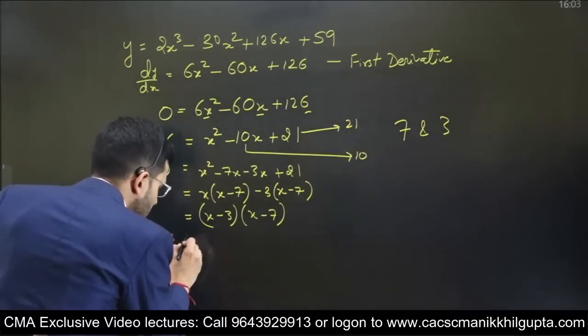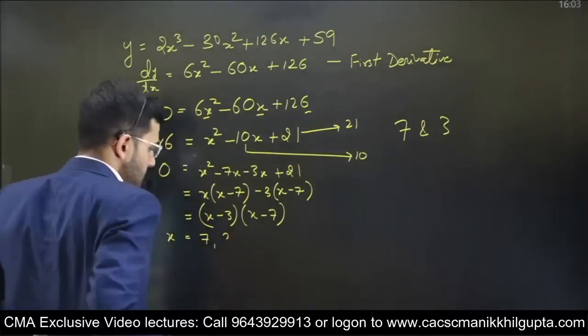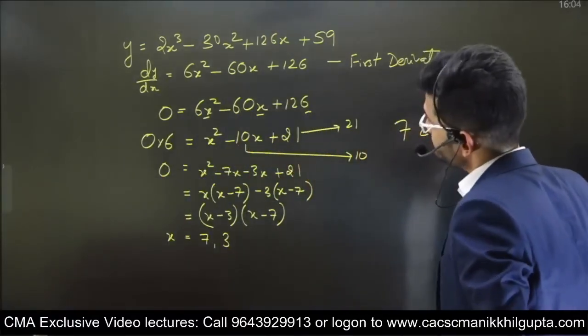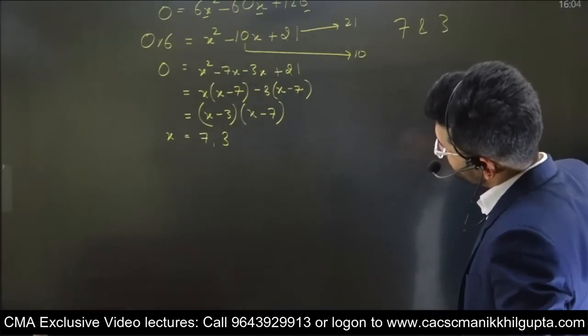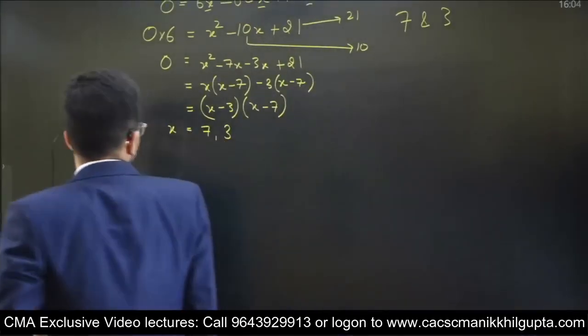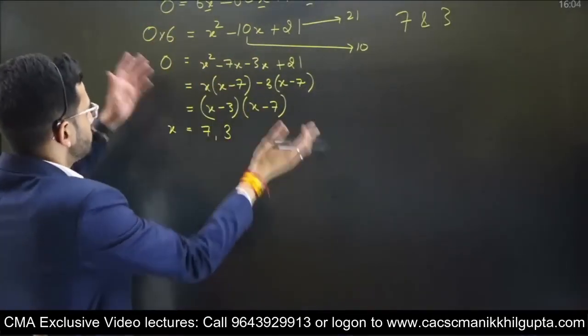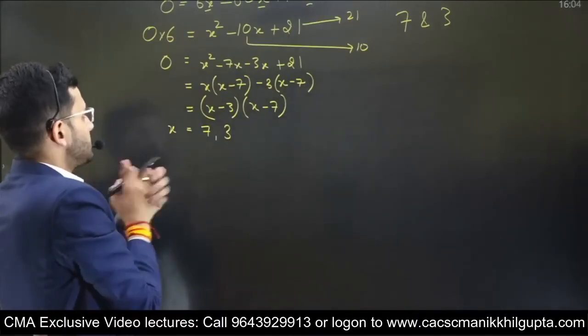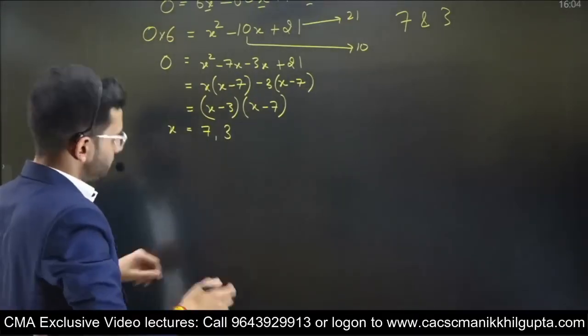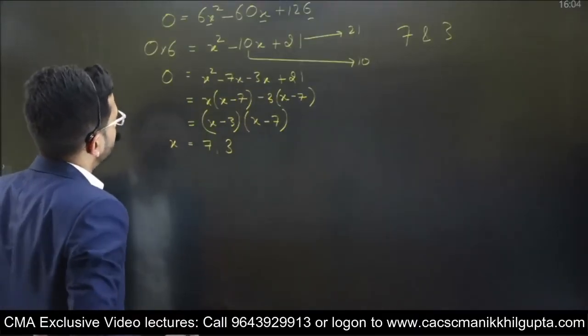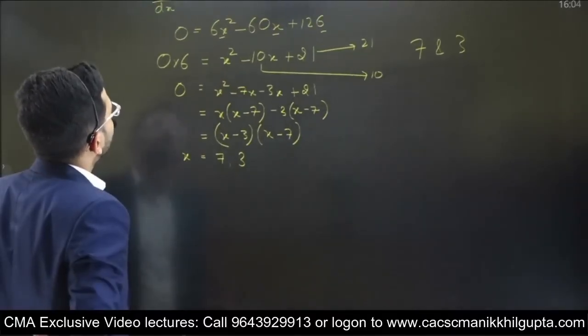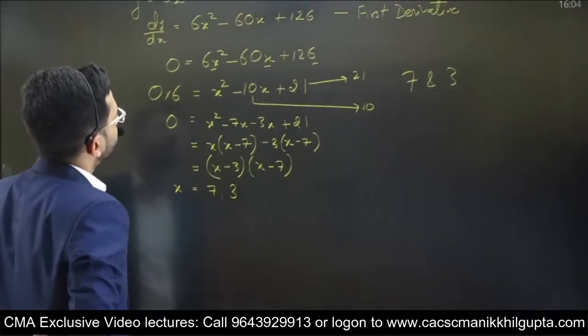So x has 2 answers, 7 and 3. If we transpose this entire equation and equate it with 0, x has 2 answers, 7 and 3. The first derivative has been equated with 0, and 2 answers are derived from it.